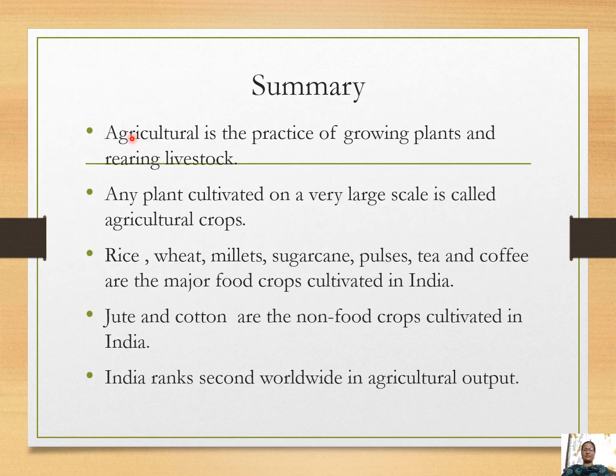Let us summarize the lesson. Agriculture is the practice of growing plants and rearing livestock. Any plant cultivated on a very large scale is called an agricultural crop. Rice, wheat, millet, sugarcane, pulses, tea and coffee are the major food crops cultivated in India, whereas jute and cotton are the non-food crops cultivated in India. India ranks second worldwide in agricultural output.